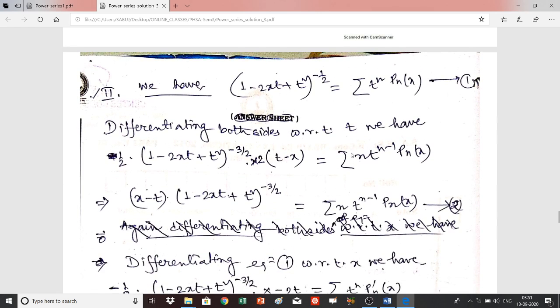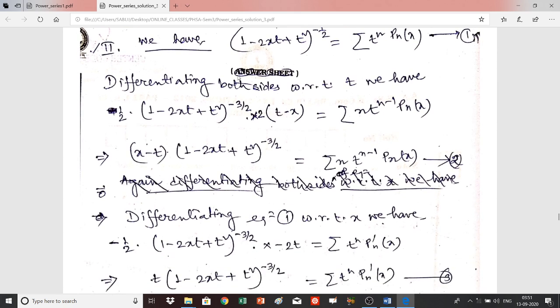Now differentiating this equation with respect to t, we will have 1 minus 2xt plus t square to the minus 3 by 2 with a negative sign of half, and then differentiating these, 2 into t minus x, that is equal to the sum of n into t to the power n minus 1 pn x. So from this term you have x minus t into 1 minus 2xt plus t square to the minus 3 by 2, that is equal to the sum of n into t to the power n minus 1 pn x.